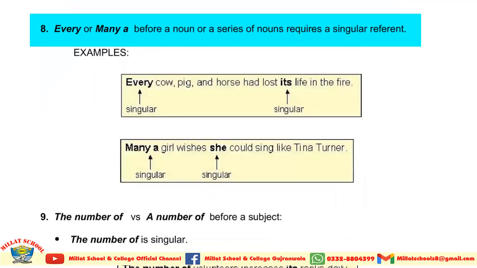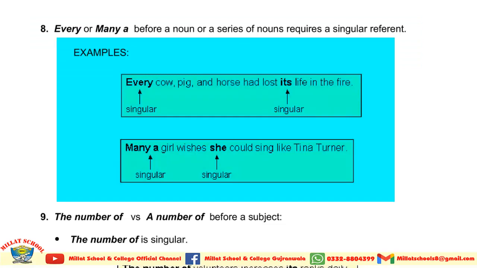Number 8. Every or many before a noun or a series of nouns requires a singular referent. If these two words are used, every will be used as a singular, but many will be used as a plural. But we will use a singular referent with both of these words. Every cow, pig and horse had lost its life in the fire. Now I am coming towards many: many a girl wishes she could sing like Tina Turner.